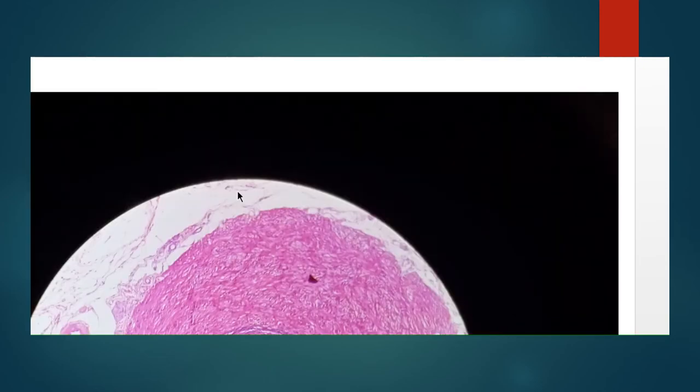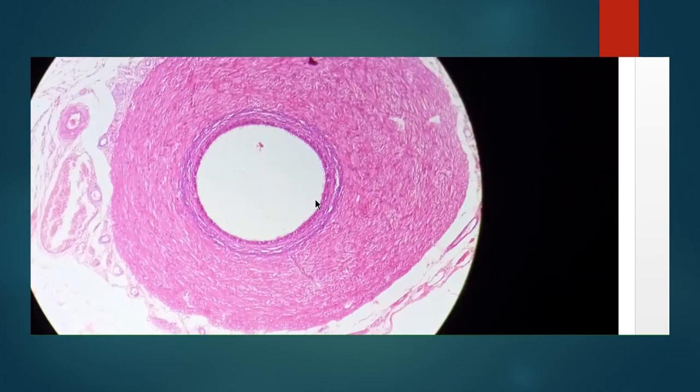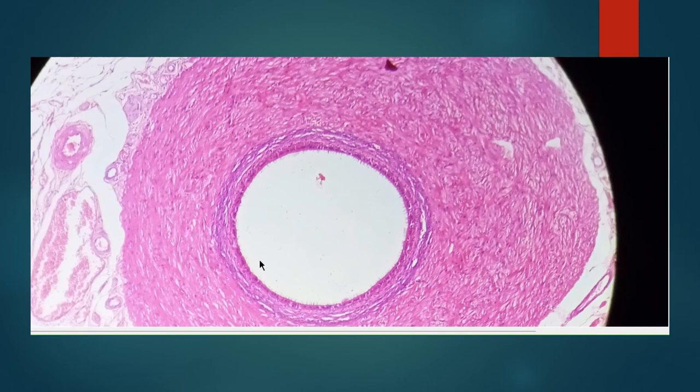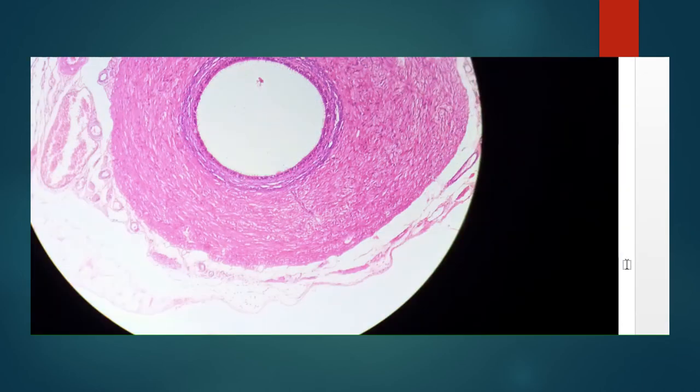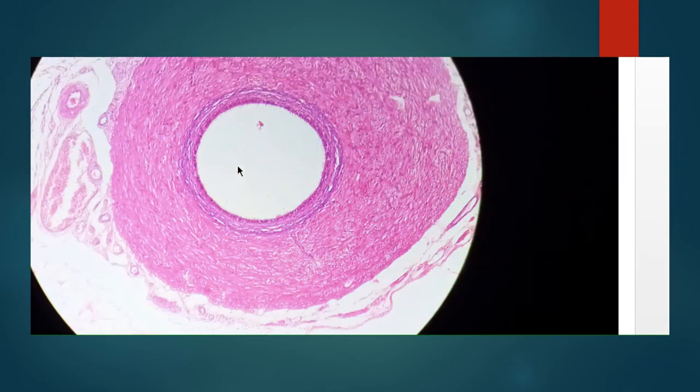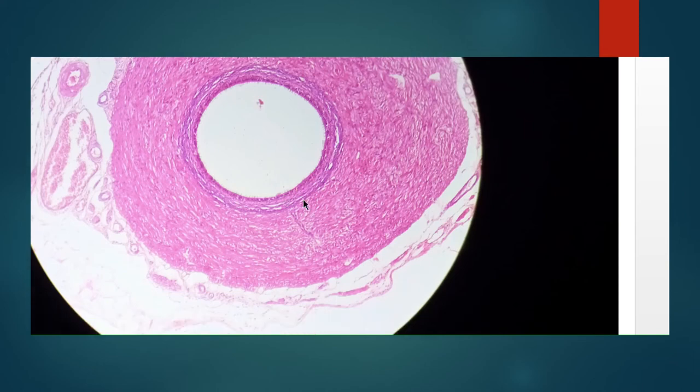This is also epididymis. Now here you can see this picture, it may confuse you with a vessel, but it is not a vessel actually. How to differentiate a vessel from this tube? What is this tube? This is nothing but your vas deferens. You can identify the epithelium here: ciliated columnar epithelium. That is nothing but your vas deferens.